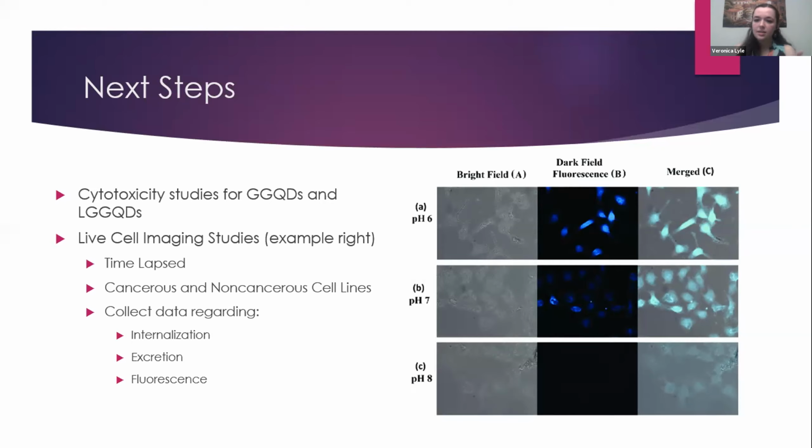And so we would take a line of cancerous and non-cancerous cells, and then, recording their pH, add the various quantum dots and measure their fluorescence based on the pH and see if there was still a good correlation when they're in biological environments.